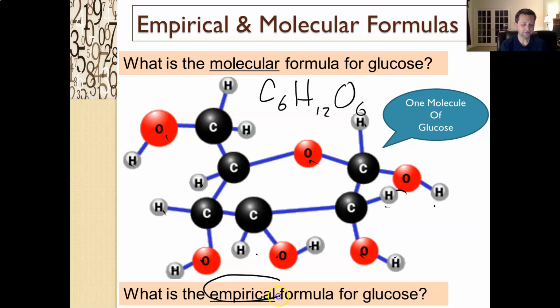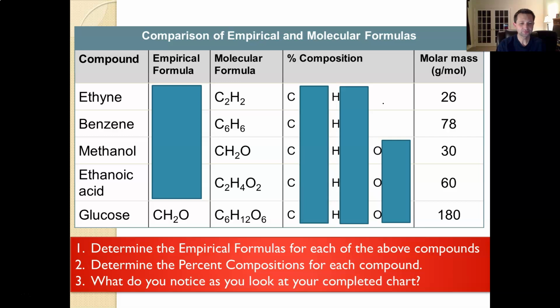The empirical formula will be different here. What should the empirical formula, the lowest whole number ratio, be instead? Well, that's going to be CH2O. Okay, so this is the lowest whole number ratio, right? That's my empirical formula. My molecular formula doesn't have to be in the lowest whole number ratio. Okay? So how does this all work? Step 1 on this chart in your notes. Determine the empirical formula for each of the above compounds.